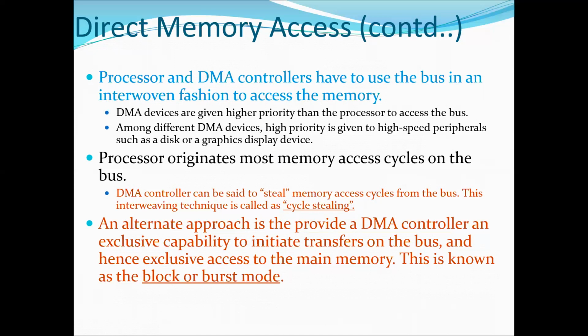An alternate approach is to provide the DMA controller an exclusive capability to initiate transfers on the bus, and hence exclusive access to the main memory. So we may give exclusive access to the main memory to the DMA. So only DMA can access it. That means the transfer speed will also improve. And this is known as block mode or burst mode.